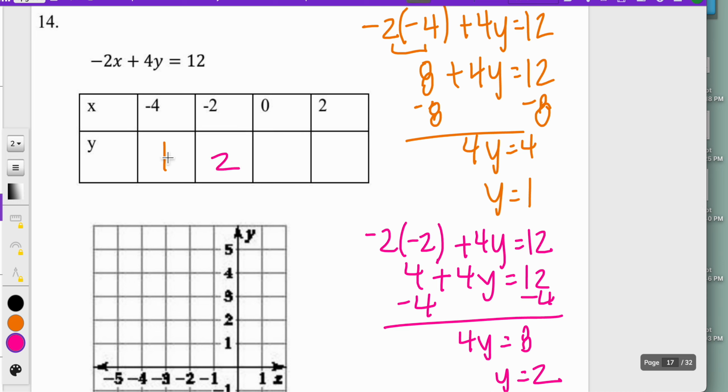If we needed to, we can check that, but here we go. -4, +1, -2, +2, 0, 3, and 2, 4. So all these graphed together makes a straight line.